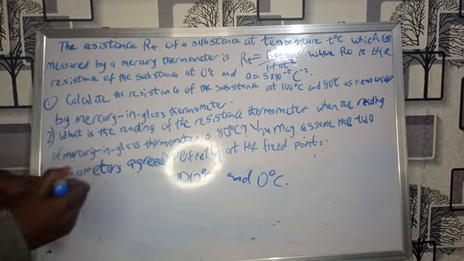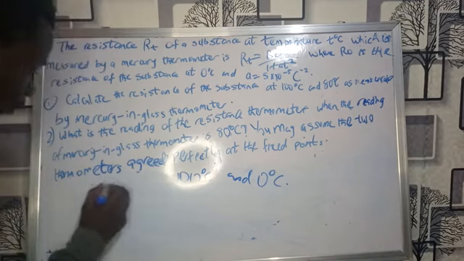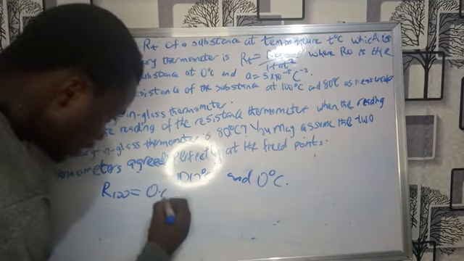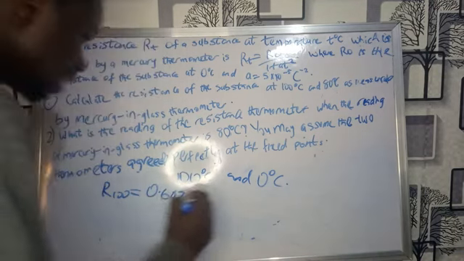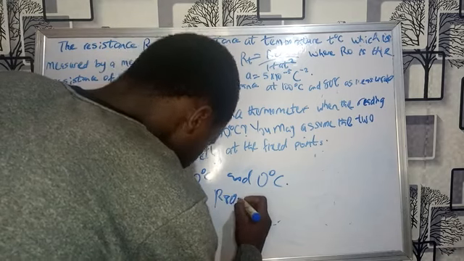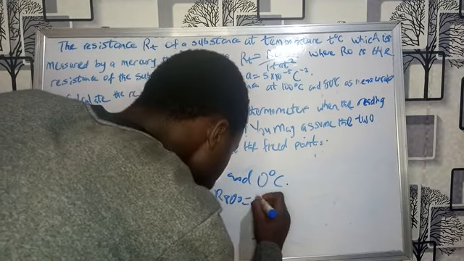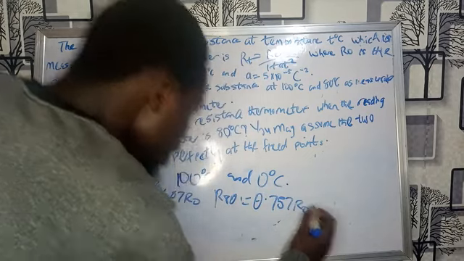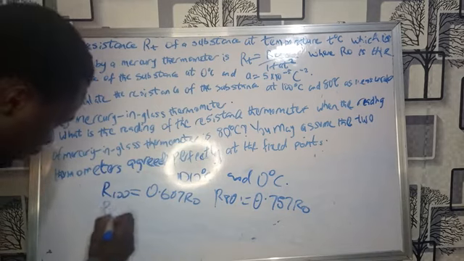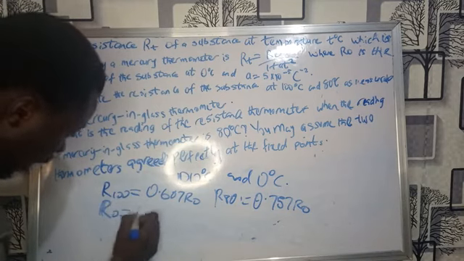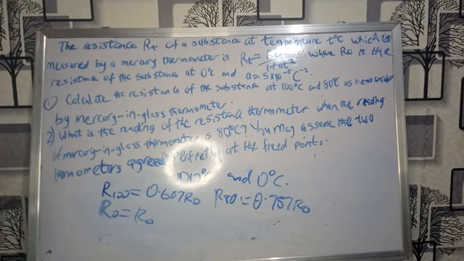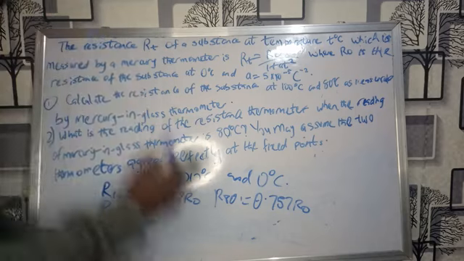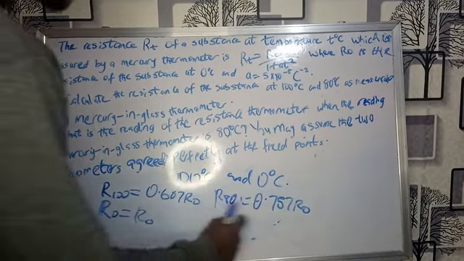So from there we know the resistance of the substance at 100 degrees Celsius from our previous question was what, 0.667 R0, and that R80 is equal to 0.757 R0. Now we also know that the resistance at 0 degrees Celsius is R0 automatically. So we know the resistance at these points. Now we're asked to calculate the temperature which will be indicated by this resistance.